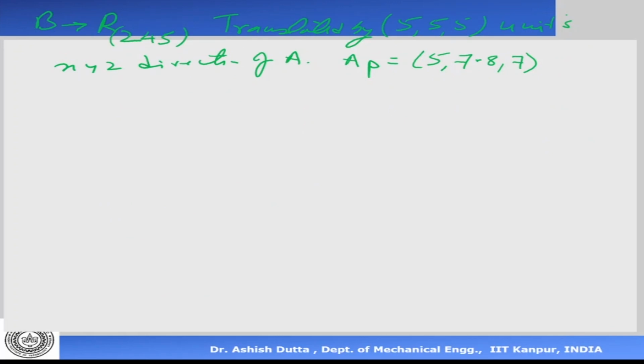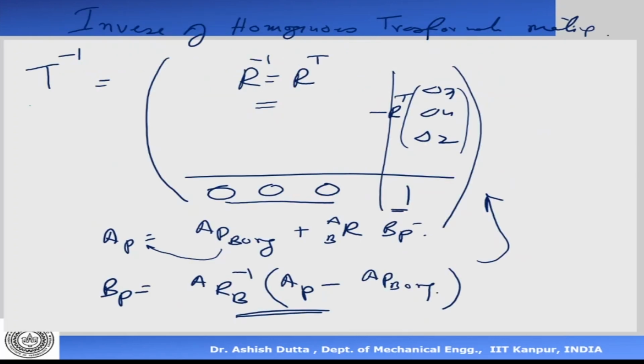Okay, so now how do we find? We need to find what is BP. So AP, we know AP is equal to T A to B times BP, which implies that BP is equal to T A to B inverse times AP. Okay, so what is T inverse? Let's go back and just look at what was T inverse. T inverse was equal to this matrix, so this T inverse.